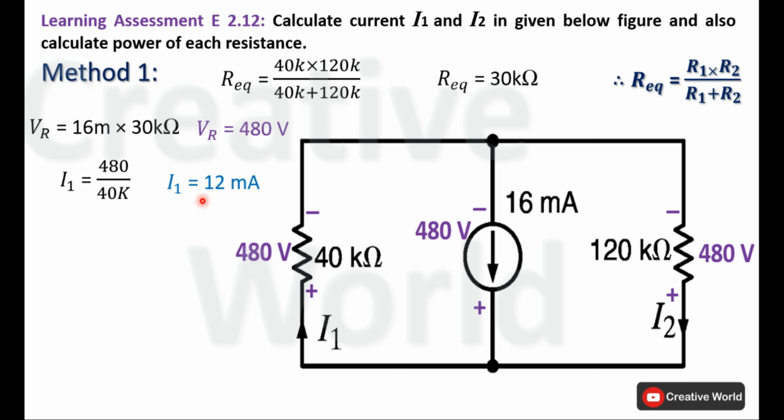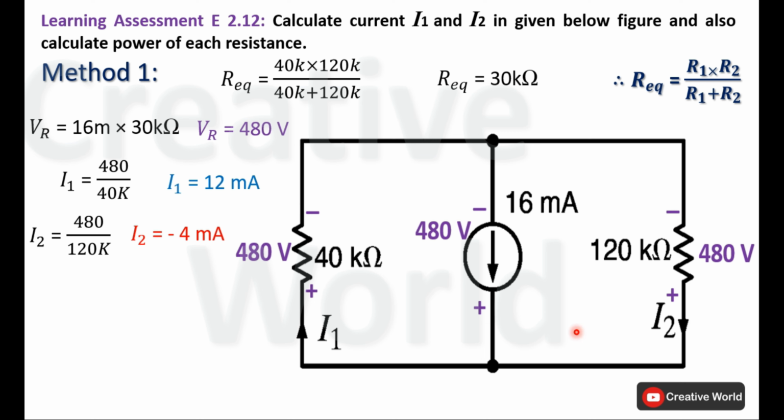This current is taken with positive sign because the direction of I1 is entering from positive terminal and leaving from negative terminal. Move towards I2. I2 will be equal to 480 divided by 120 kilo ohm, and solve this equation. I2 will be 4 milliampere. This minus sign is taken because the I2 current is entering from negative terminal and leaving from positive terminal.